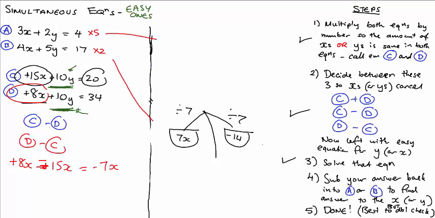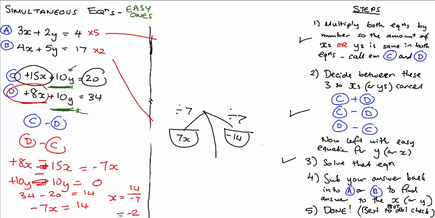But here's the thing, this will still cancel because you've got plus 10y minus plus 10y. That's obviously just going to cancel. And then obviously get the order right. We're doing d minus c. So we get 34 minus 20, which is 14. And that's obviously on the other side. So you get an equation which equals minus 7x equals 14. Obviously that still solves. You just divide both sides by minus 7. So you get 14 over minus 7, that equals minus 2.